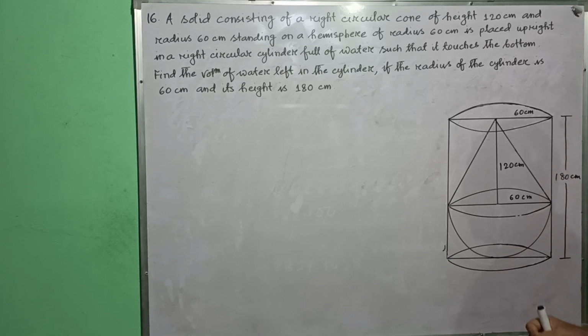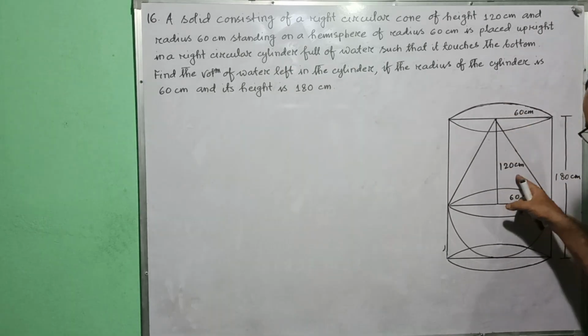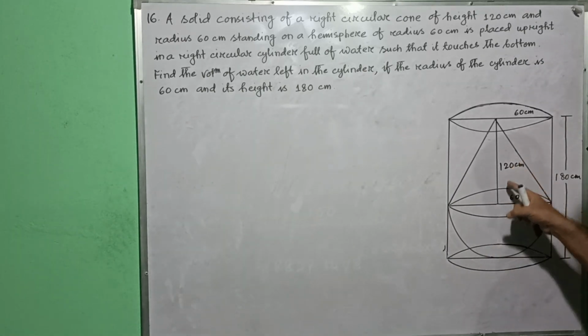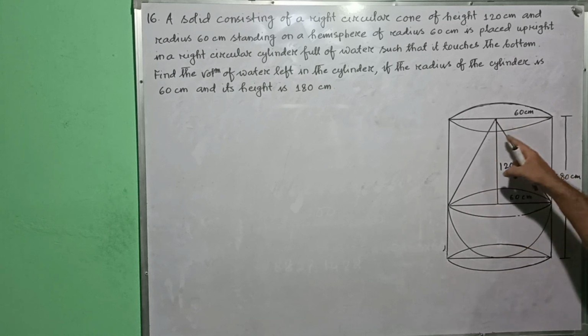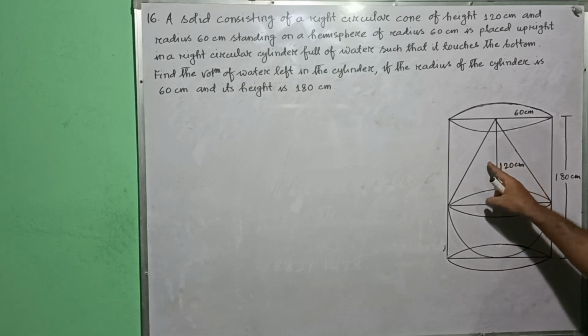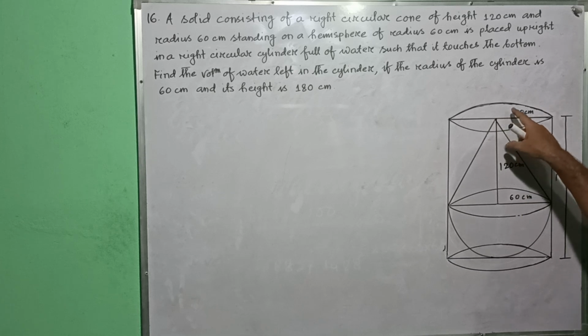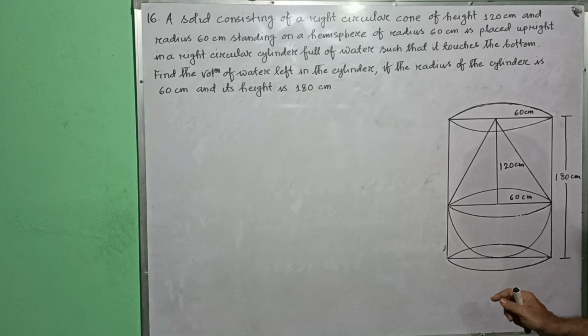The height of the cylinder is given as 180 centimeter, and you can see the height of the conical part is 120, and the radius is 60. So if we add 120 and 60, we get 180 centimeter. It means that the solid, which is a combination of cone and hemisphere, just touches the upper part of the cylinder and also touches the lower part of the cylinder.